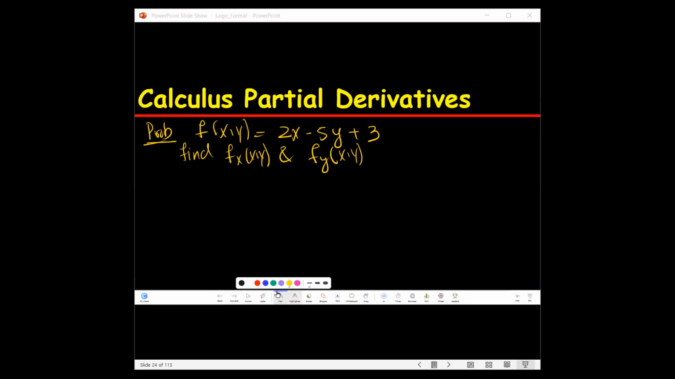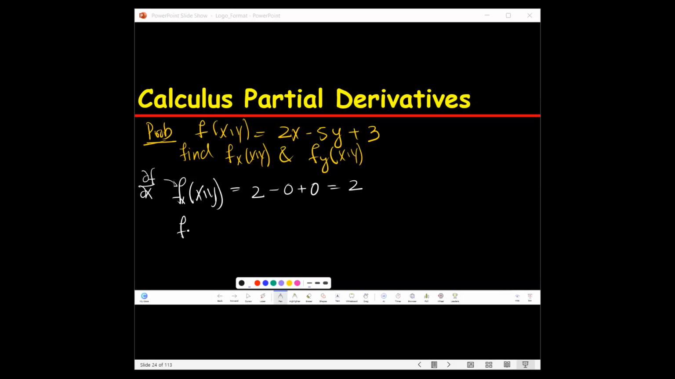Take again the same approach. We're going to keep one variable constant at a time. So my fx, and let me just write here, this means taking the function's derivative with respect to x. Just to remind you. If I take the derivative, y is constant, so it's going to be 2 minus 0 minus 0 plus 0. So the answer is 2.